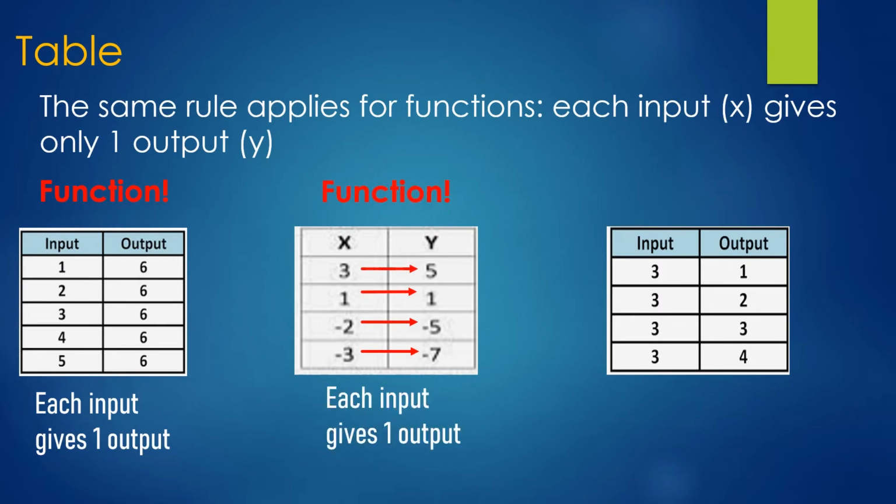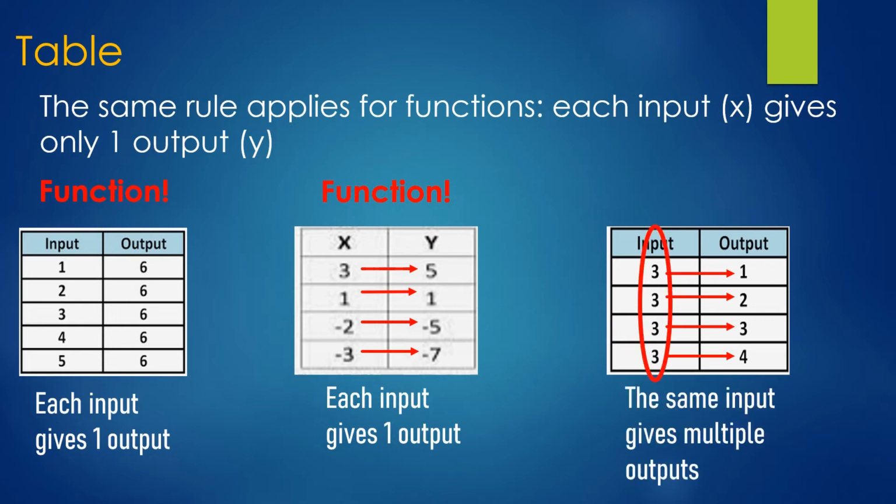Now let's look at the last example. At first glance, it does look like each input gives you one output, except for the fact that each of the inputs are 3, which means it's the same input giving you multiple outputs. So that is not a function.